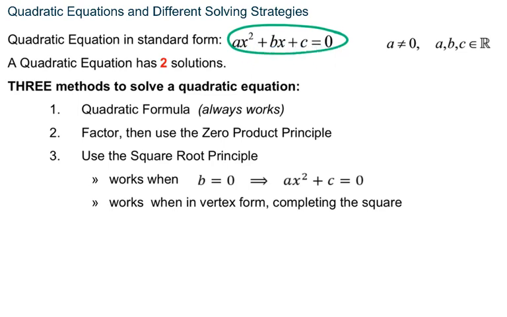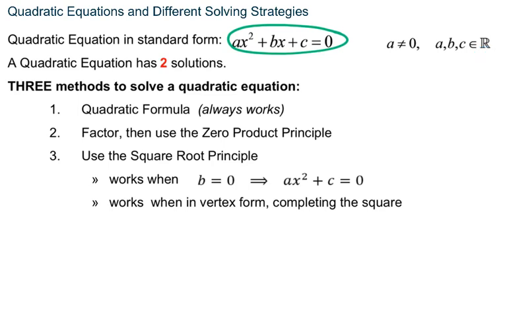So a quadratic equation in standard form is written as ax squared plus bx plus c equal to 0. So in standard form, we've got the x squared, x to the first, and then x to the 0th, so we have it written in descending order. A, B, and C represent real numbers.